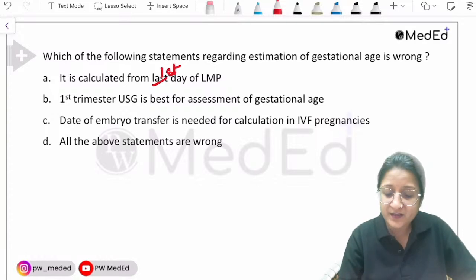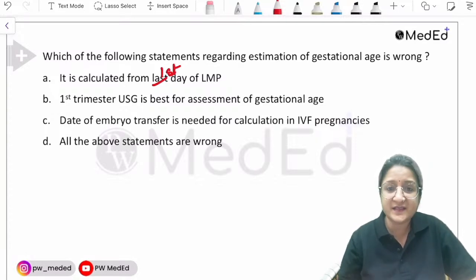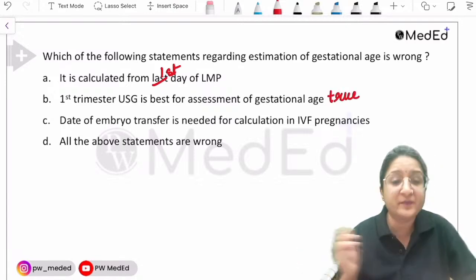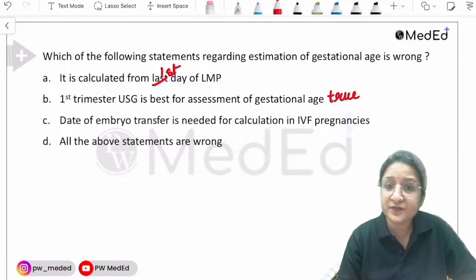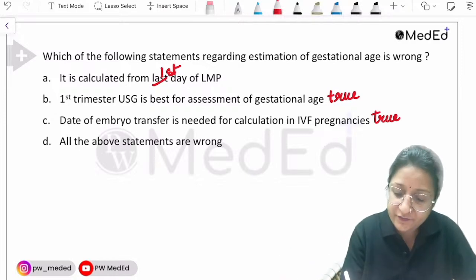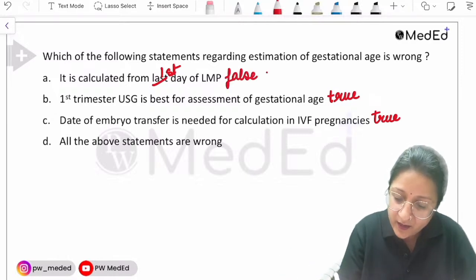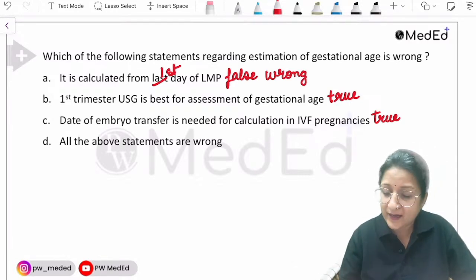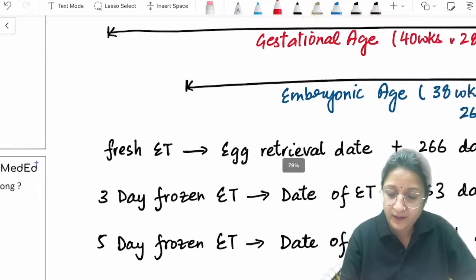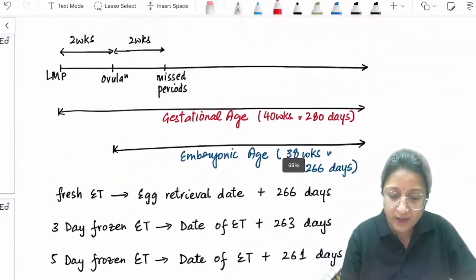Then first trimester is best for estimation of gestational age. That's a true statement, right? And date of embryo transfer is needed for calculation in IVF pregnancies. That is also a true statement. Very good. So this is the false statement. So this is the wrong statement. So you all know how LMP is used to calculate estimated date of delivery.